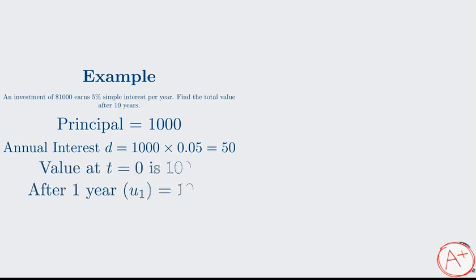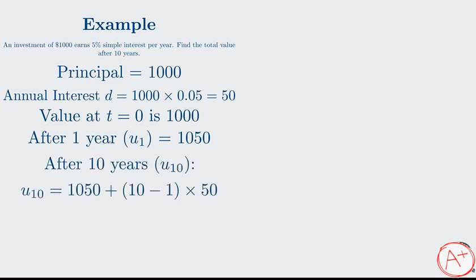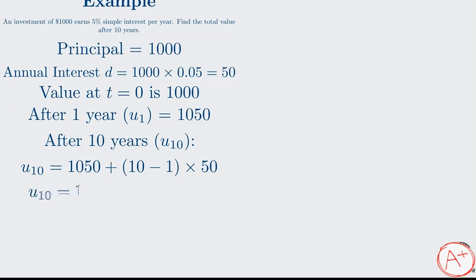Crucially, the value at the start is 1,000. After 1 year, which we represent as u1, the value is 1,050. To find the value after 10 years, we find the 10th term of the sequence starting from the first year's end. The total value is $1,500. This shows how predictable arithmetic growth is over time. In real-world data, sequences are rarely perfectly arithmetic.